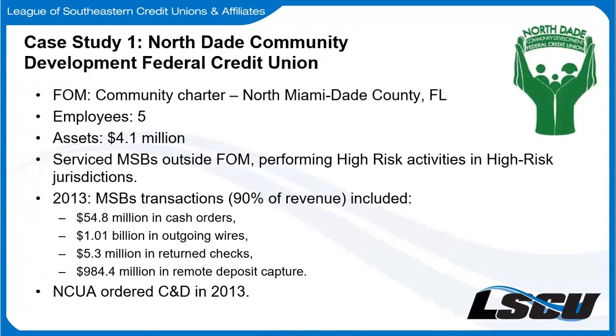Which then brings us to our case studies. Our first case study covers North Dade Community Development Federal Credit Union. They were a small $4 million credit union in North Miami-Dade County, Florida, with 5 employees. In the year 2013, their MSB transactions, which made up 90% of this credit union's revenue, included over $1 billion in outgoing wires, $5.3 million in return checks, and over $984 million in remote deposit capture. In turn, the NCUA ordered a cease and desist of this credit union in 2013.